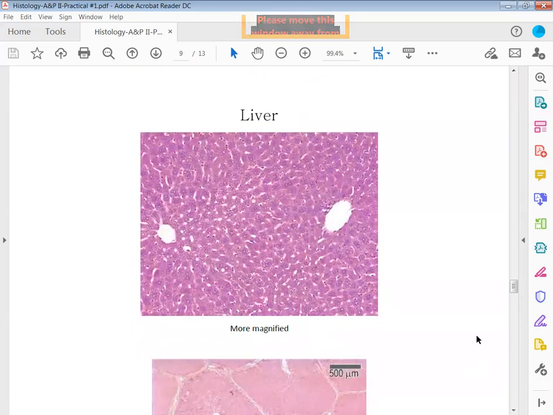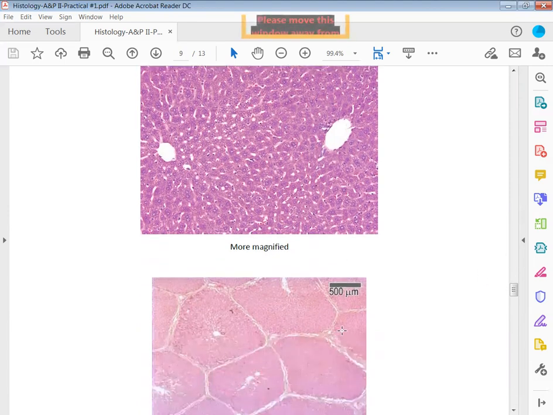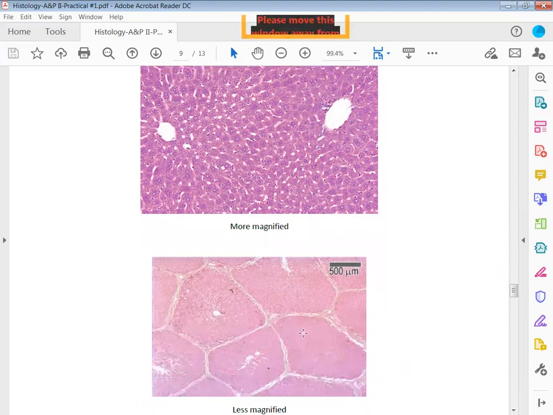Okay, so for the last part of the histology that you need to know for your first practical, this is the liver. I'm going to go to the second picture first, and then we'll go back to the first picture. This one is less magnified, and what you'll see in the liver is a bunch of these pentagon shapes. Remember, a pentagon is 5-sided. That clues you into the fact that you're looking at a liver.